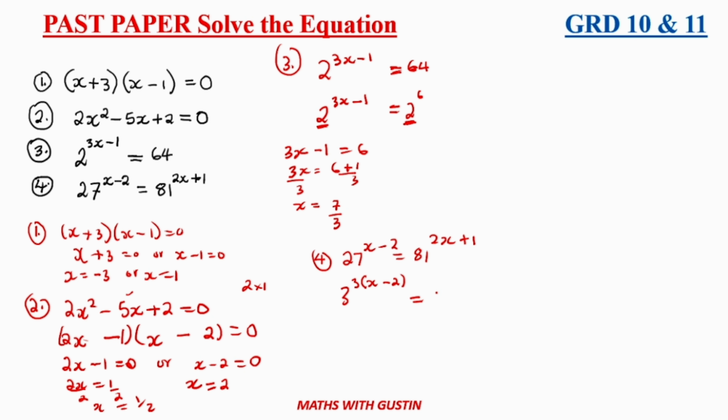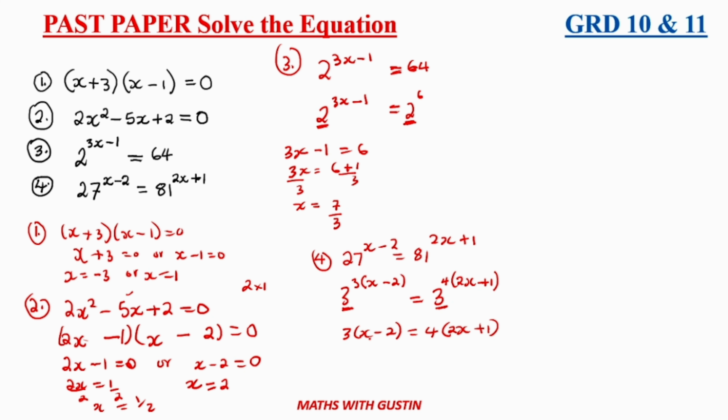81, we can do the same thing here. 81, when I check the factors, can also be expressed as 3 to the power of 4, but because there's an exponent here, this 4 must also multiply this exponent that is here. Okay, so now what does the rule say? The rule says if you are solving and the bases are the same, which in this case they are, therefore the exponents should be equal as well. So 3 times x minus 2 will be equal to 4 times 2x plus 1.